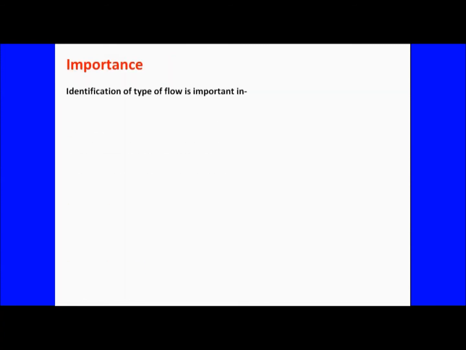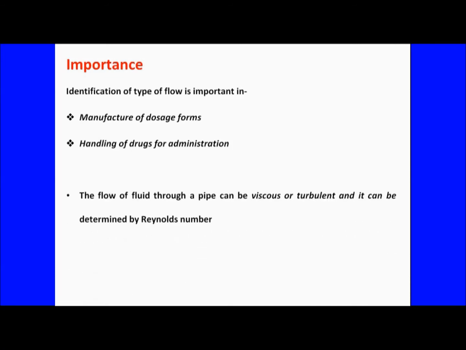Importance: identification of the type of flow is very important in the pharmaceutical field, because we have already discussed manufacture of different dosage forms, moreover handling of the drug for administration, right? So the flow of fluid through any pipe can be either viscous or turbulent. We are going to discuss what is viscous flow and what is turbulent flow, and it can be determined only by using the Reynolds number. The Reynolds number has no unit.